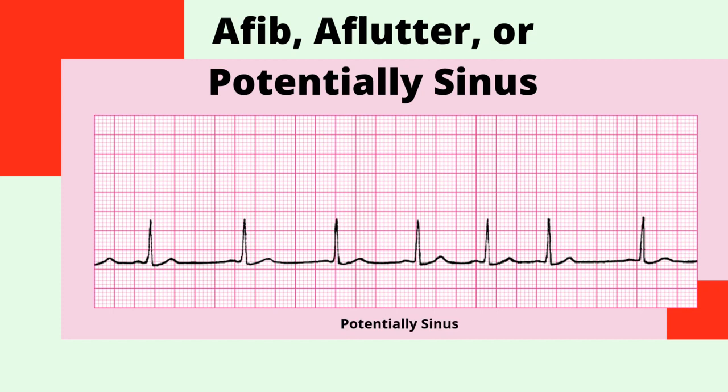So here it does look a little bit irregular. It's hard to see those P waves, but you definitely do not see flutter waves or fibrillation waves. So even though it's irregular, you're not seeing something that tells you straight away, I should be thinking one of those dysrhythmias. Next one coming up.